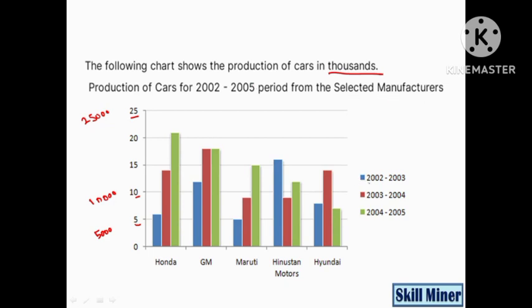The blue color indicates the year 2002 to 2003, red indicates 2003 to 2004, and green indicates 2004 to 2005. The names of the manufacturers are given here, for example Honda, GM, Maruti, HM, Hyundai. First, before moving to the question, write the direct values from the chart.